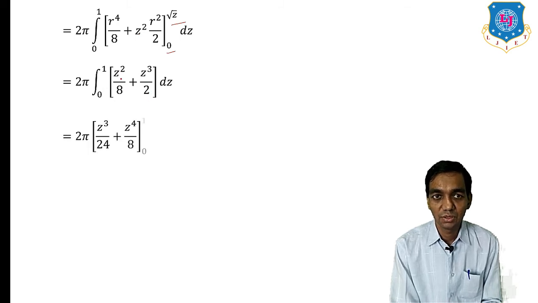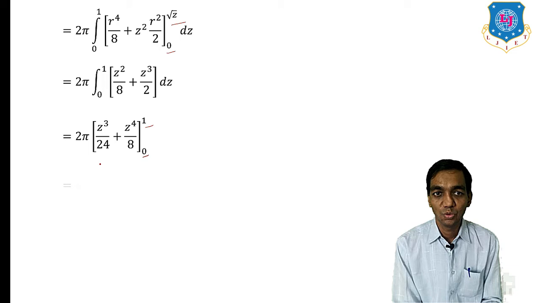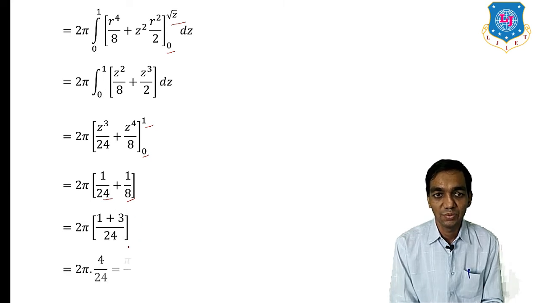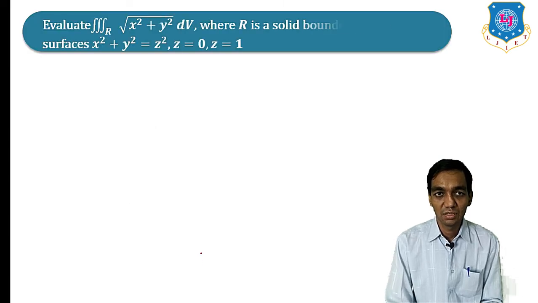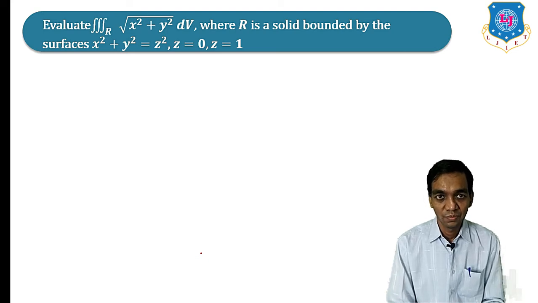Integrating these terms, that will give z cube by 24 plus z raised to 4 by 8, and limit is from 0 to 1. Now put the limits. So that will be 1 by 4, 1 by 24 plus 1 by 8 minus 0. So taking LCM and simplifying, that will give you the answer pi by 3. So this is the simple double integration, sorry, triple integration in polar form.